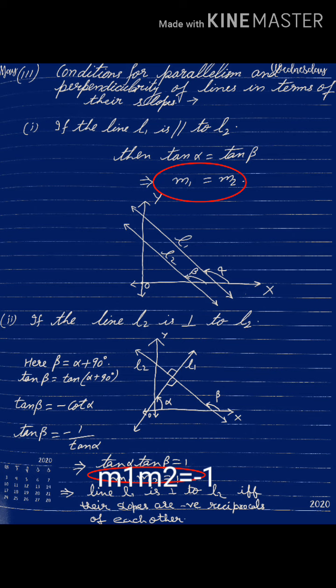Next point, we are having condition for parallel and perpendicular lines in terms of their slopes. When two lines are parallel, then their slopes are equal as shown in circle. Now in second point, if two lines are perpendicular, then their product of slopes is equal to -1.